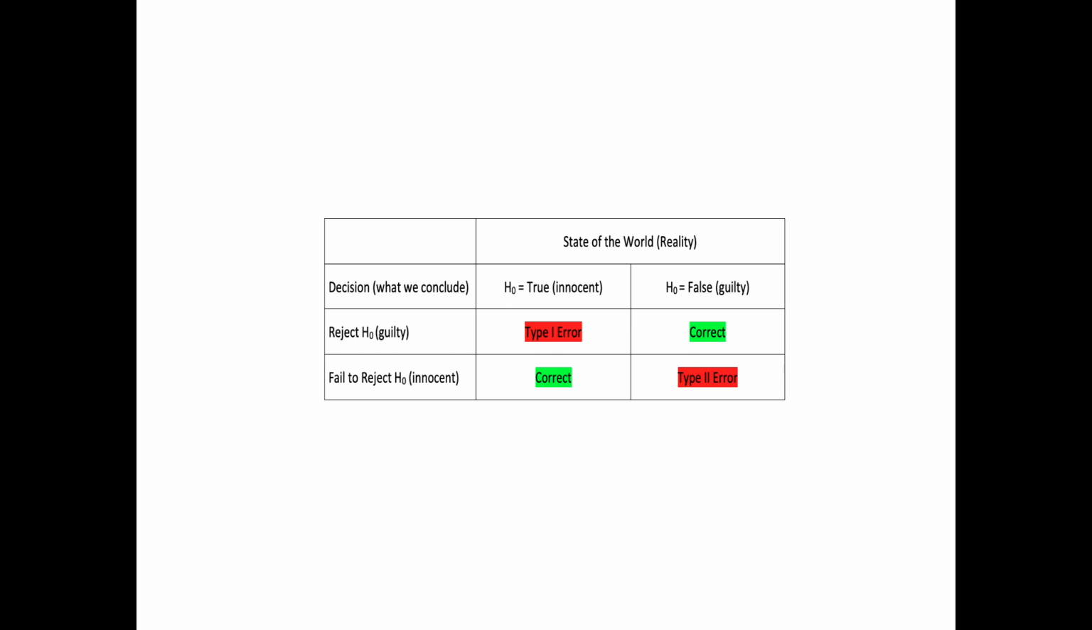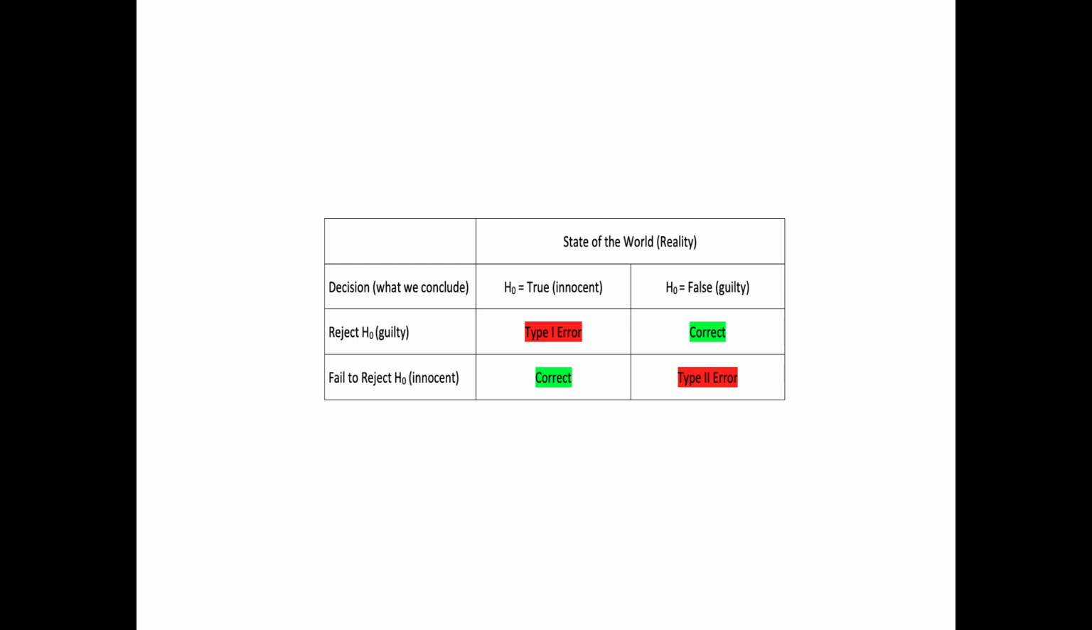Moving down to the bottom left cell entry, here the null hypothesis is true, so in reality there is no relationship, and we fail to reject the null hypothesis, or conclude there is no relationship. If there is no relationship and we conclude there is no relationship, we've got it correct. We have not found a relationship because one really does not exist.